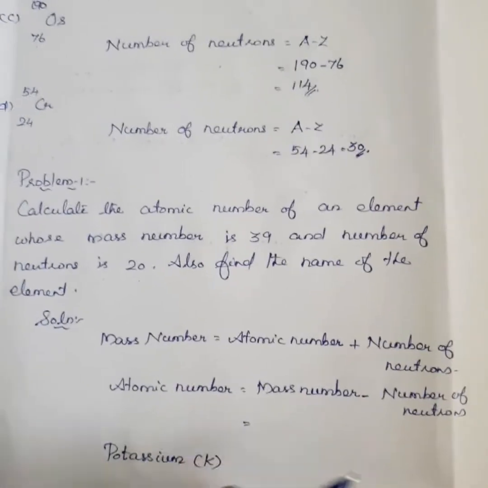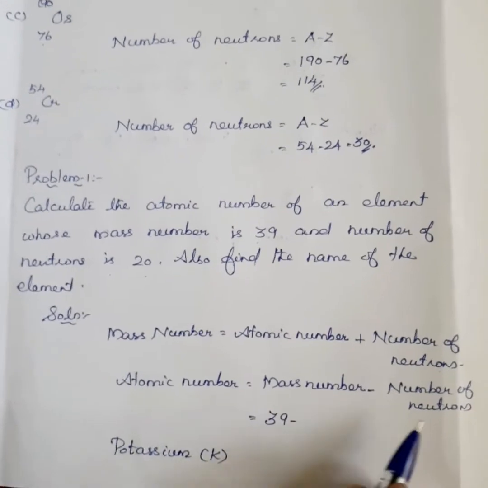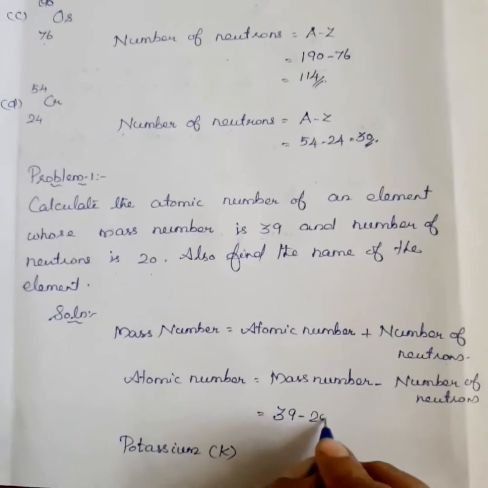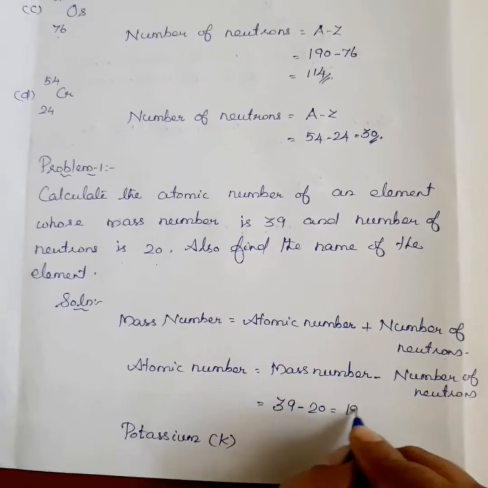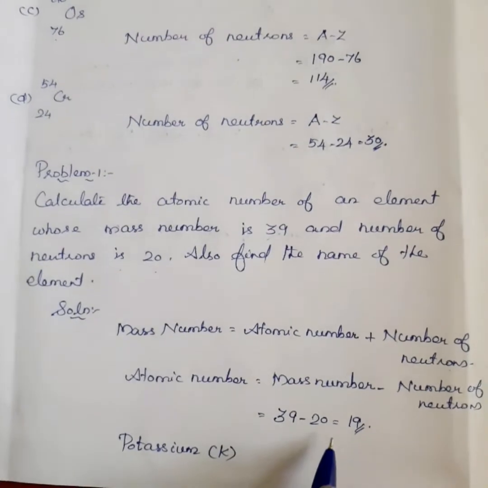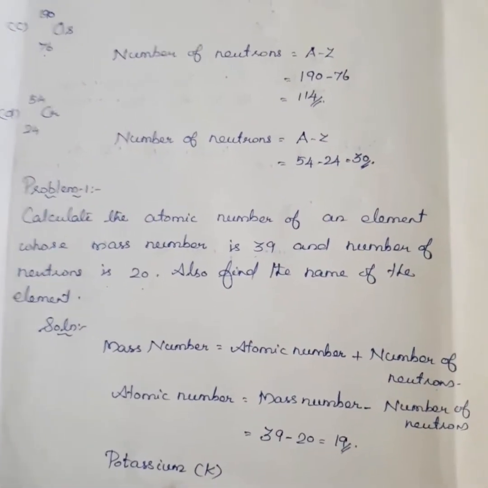So what's the mass number? 39. 39 minus the number of neutrons, 20, is equal to 19. So the atomic number is equal to 19. So the element having the atomic number 19 is potassium, K.